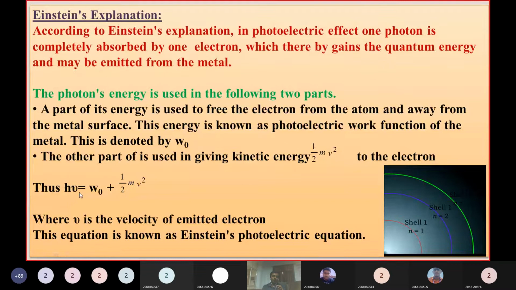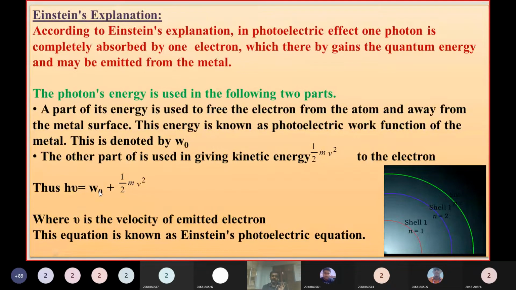Now, what is the energy of the photon? It is h nu. That means it depends on the frequency. Here h is Planck's constant and nu is the frequency of the photon. Suppose I am taking only one photon, incident on the metal surface. That energy is equal to h nu, and it is divided into two parts: one is W naught, another one is kinetic energy.